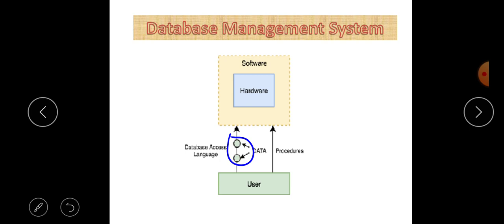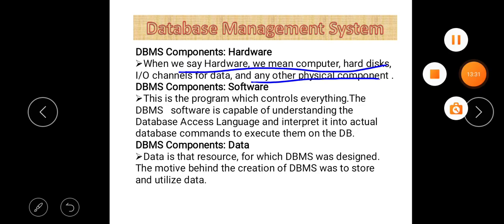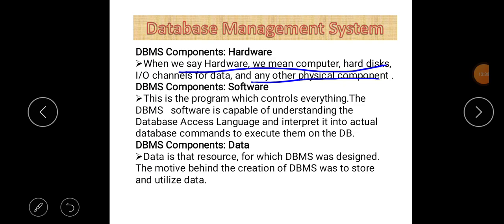So a user can send a request to the system using a procedure or database access language. A detailed description is here. DBMS components: hardware. When we say hardware, we mean the computer, hard disk, input output channels for data, and any other physical component. And DBMS component software: this is a program which controls everything.